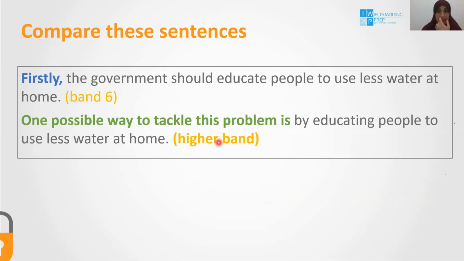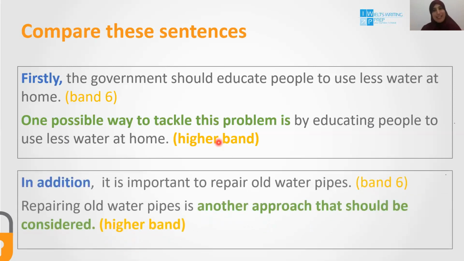Okay, let's look at the second idea, which is repairing old water pipes. So our band 6 student is going to say, in addition, or second, it's important to repair old water pipes. So this is another band 6 sentence, but the higher scoring student is going to flip the main idea with the introductory phrase. Repairing old water pipes is another approach that should be considered. All right, good. Now, do we have any questions here specifically about this before we move on? Because I'm going to ask you to practice now, to try to write some sentences.